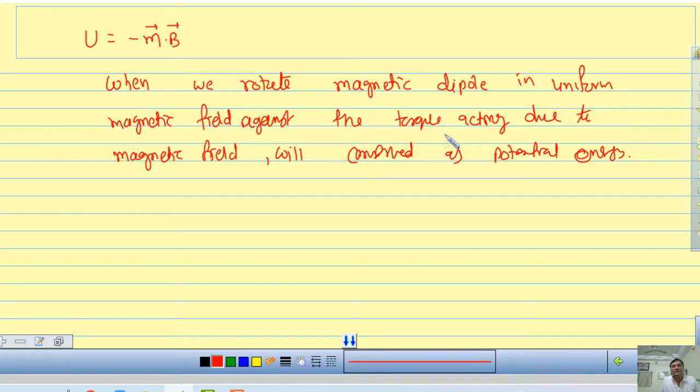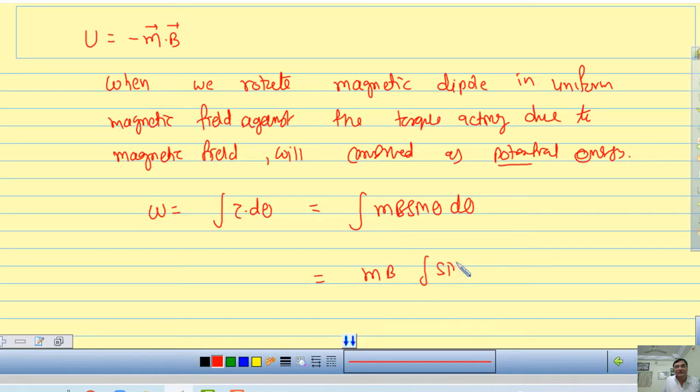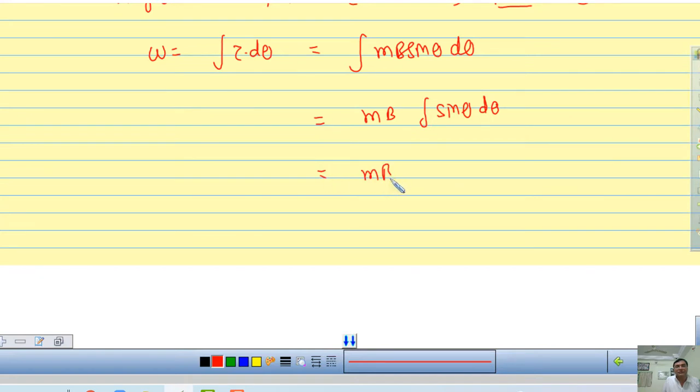We are doing work against the torque acting due to the magnetic field. The potential energy is conserved. So work is equal to the integration of torque into d theta. What is your torque? m B sin theta d theta. So m B is constant. Integration of sin theta d theta is minus cos theta, so this comes out to be minus m B cos theta.